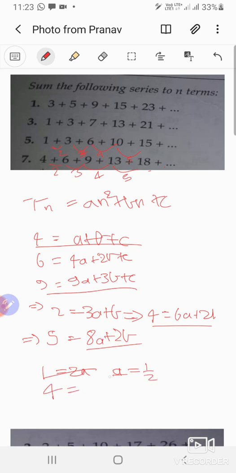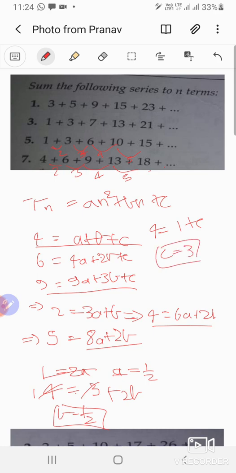And that gives me 4 equals half of 6, which is 3, plus 2b. So this has to be 1, which gives me b equals half as well. Now let's put this in the first equation to get 4 equals half plus half, which is just 1, plus c, so c has to be equal to 3. So this tn actually turns out to be n squared by 2 plus n by 2 plus 3.